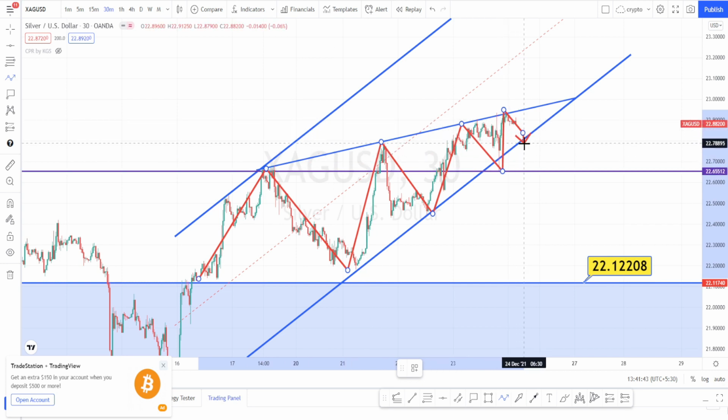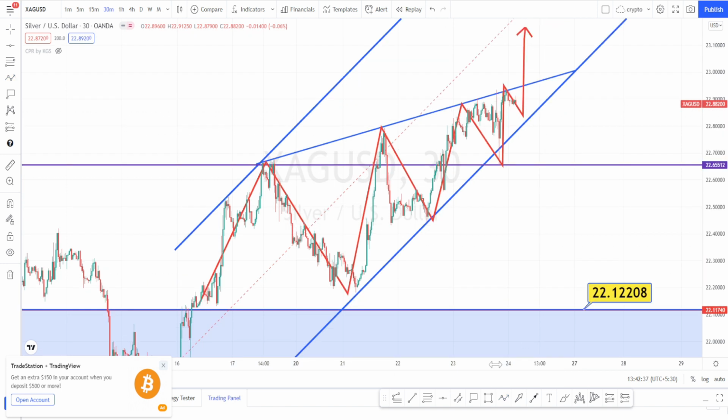So there are more chances that it will break the support level of the channel pattern and a trend reversal is possible. If it breaks the support level also, which is around 22.655, we can expect a further fall and a test on this 22.112. Currently it is in consolidation. Let us mark the support and resistance levels.